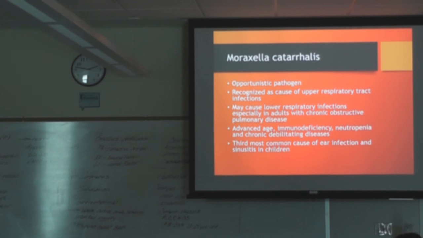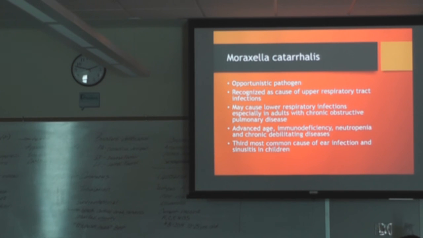All right, Moraxella, an opportunistic pathogen. This is not normal flora. It is recognized as a cause of upper and lower respiratory tract infections in adults, especially those with chronic obstructive pulmonary disease. Advanced age, immunodeficiency, neutropenia, and chronic debilitating diseases are often how you pick up Moraxella. It is also the third most common cause of ear and sinus infections in children.